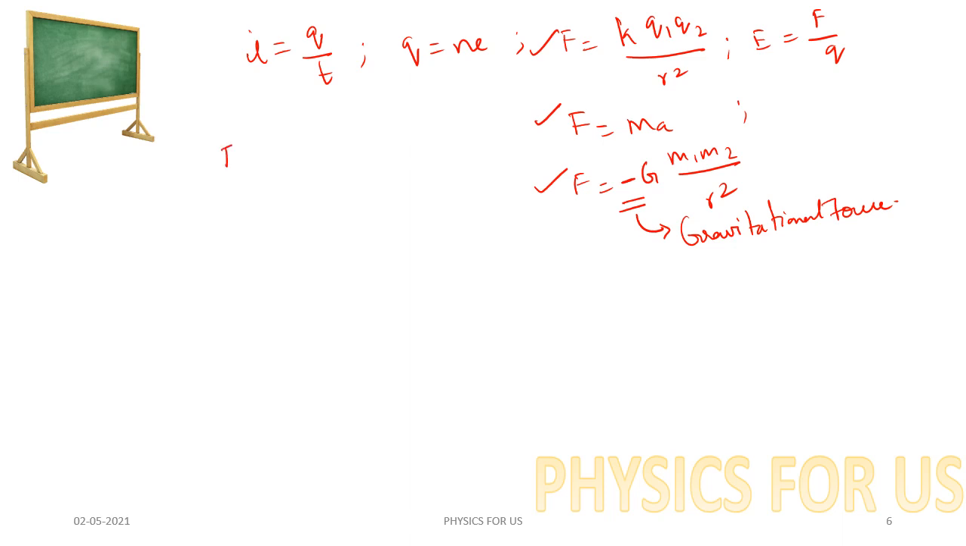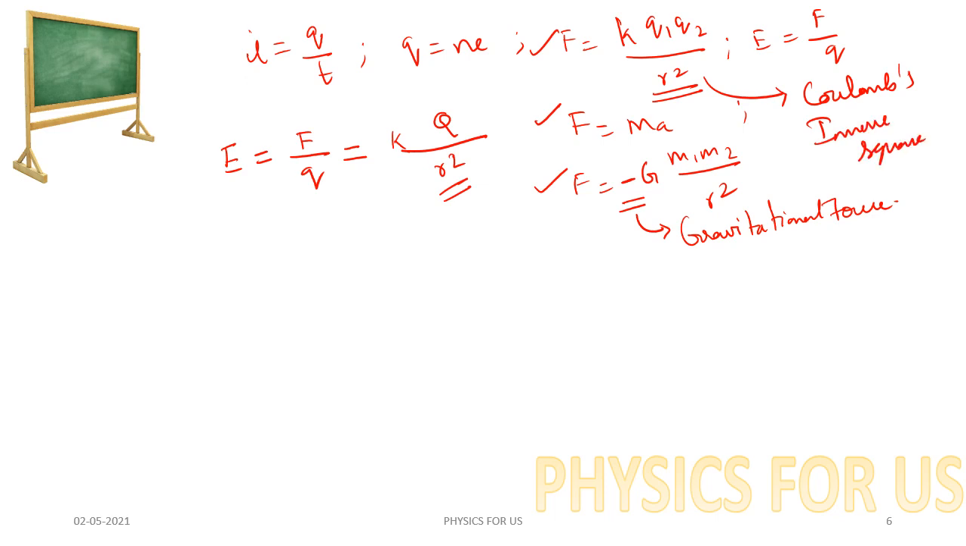Suppose you have an electric field, which is nothing but F by Q. Once you substitute for F, you can write K into capital Q divided by R squared. This is Coulomb's law, which is also called the inverse square law.